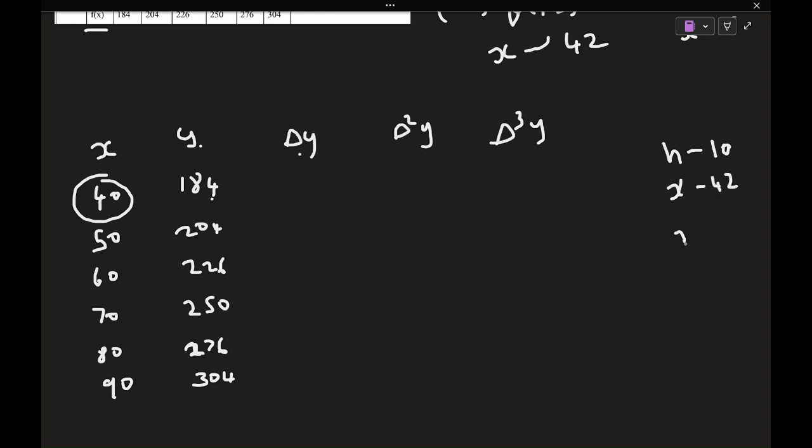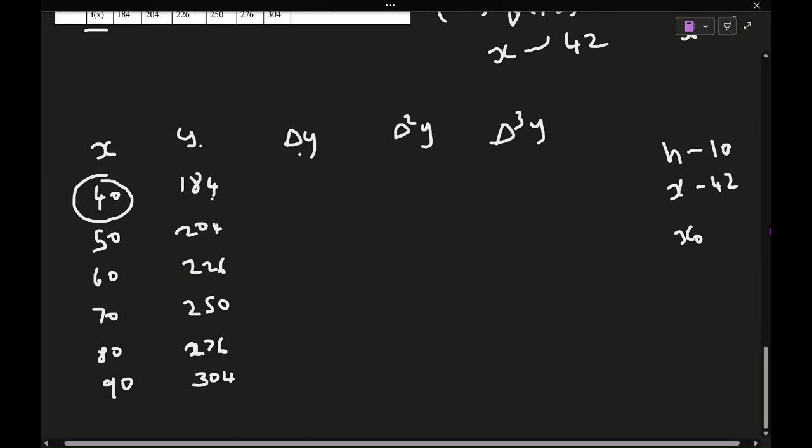What is my x naught? My x naught is 40. First I'll use the forward difference formula here. Now I'll find out r. What is r given by? r is given by (x minus x naught) upon h. That means (42 minus 40) upon 10, which is 2 upon 10, which is 0.2.